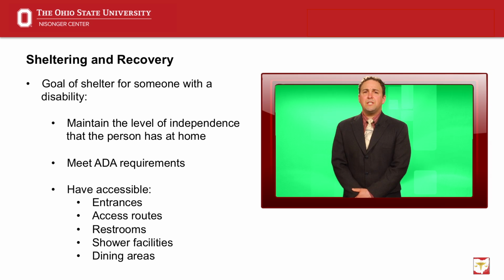Sheltering and recovery. Emergency plans should contain provisions for people with disabilities in emergency shelters. If a person with a disability is able to live independently at home, the goal of the shelter should be to maintain that person's same level of independence. General population shelters must meet ADA requirements. Shelters should have accessible entrances, access routes, restrooms, shower facilities, and dining areas.